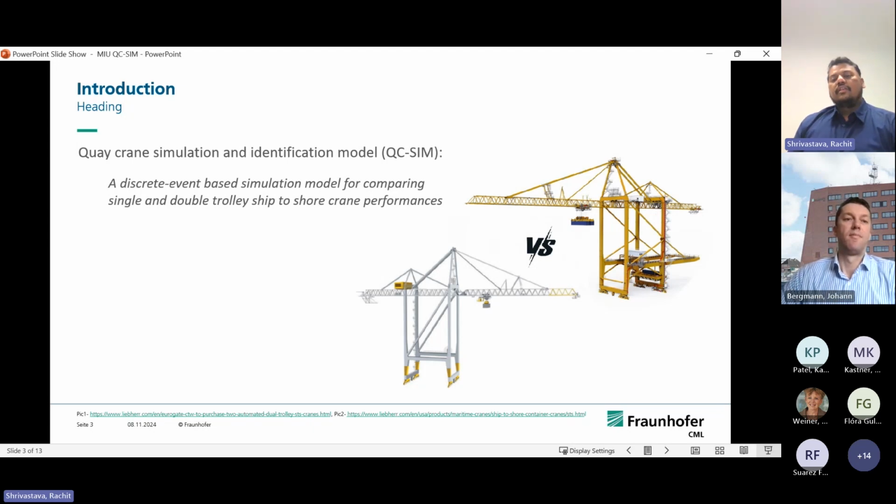In general, just to tell the viewers, single trolley and double trolley ship-to-shore cranes are cranes which are responsible for loading and unloading containers between the land side and the vessel. As its name says, single trolley is where only one trolley is responsible for performing the task, and in double trolley cranes, two trolleys collaboratively work with each other to perform the same task.